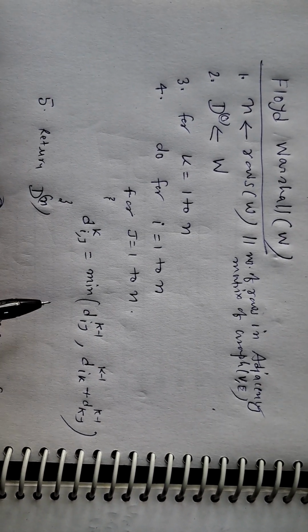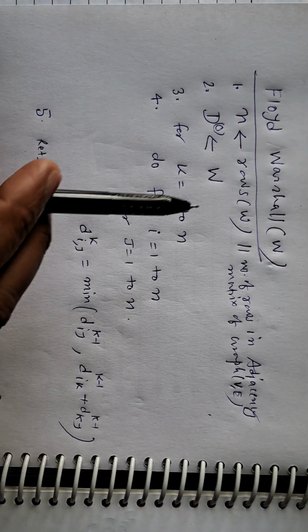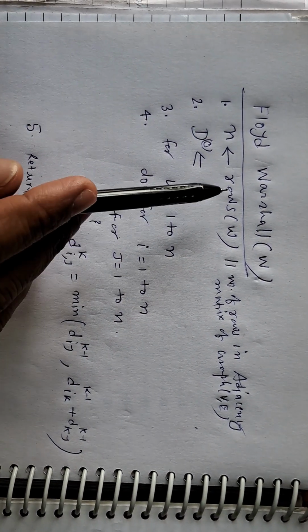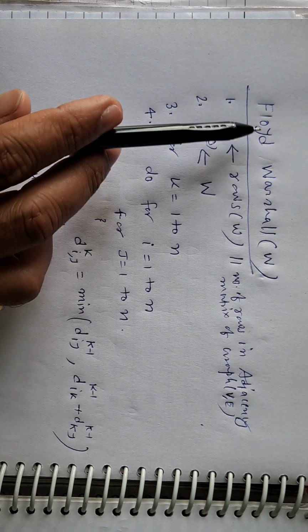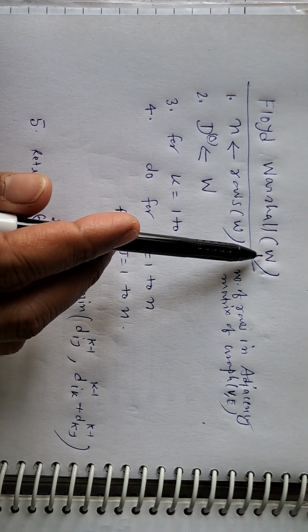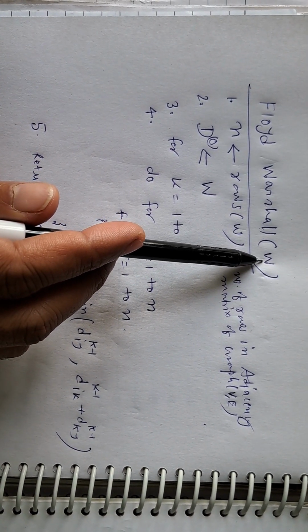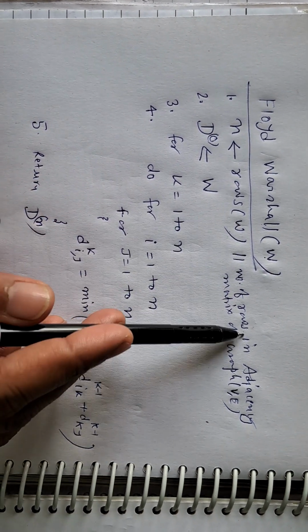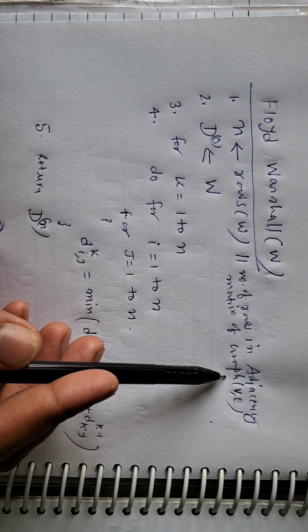So let's start with the Floyd Warshall algorithm. If you see the algorithm, there are only 5 steps in the algorithm. First step simply tells you Floyd Warshall algorithm will take a graph as an input, that is W written there, and your graph is normally represented in the form of an adjacency matrix.